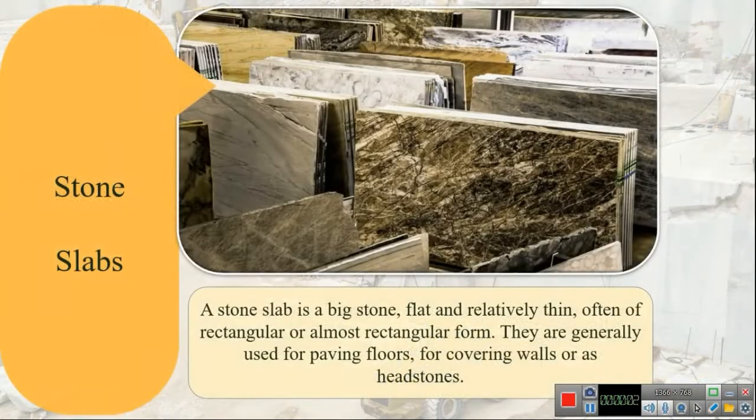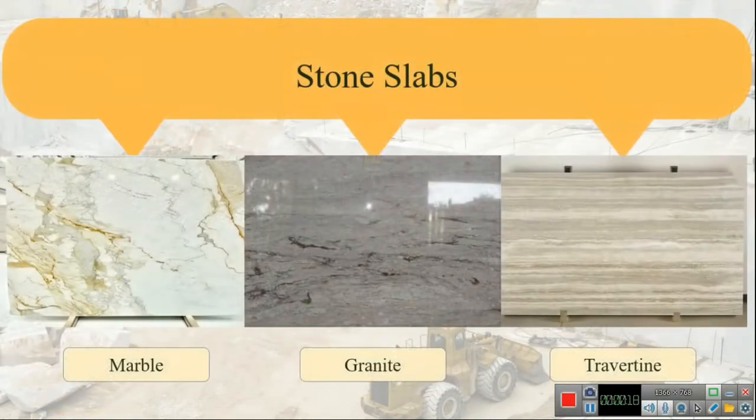Well, as you can see on the slide, a stone slab is a big stone, flat and relatively thin, often of rectangular or almost rectangular form. They are generally used for paving floors, for covering walls, or as headstones. The stone slabs can have different sources. They could be metamorphic, like marble, sedimentary, like travertine, or igneous, like granite. Because of different sources, the slabs have different colors with different mechanical and chemical characteristics.